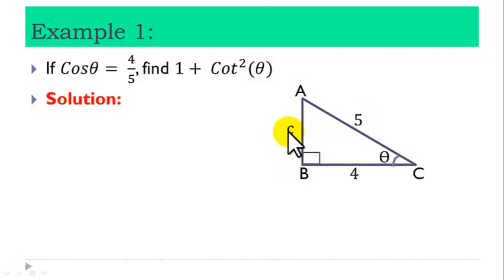Then the opposite side c can be obtained by Pythagoras theorem. So using Pythagoras theorem, c squared is equal to 5 squared minus 4 squared, and that will give us 9. If c squared is equal to 9, then c is equal to the square root of 9, which is equal to 3.